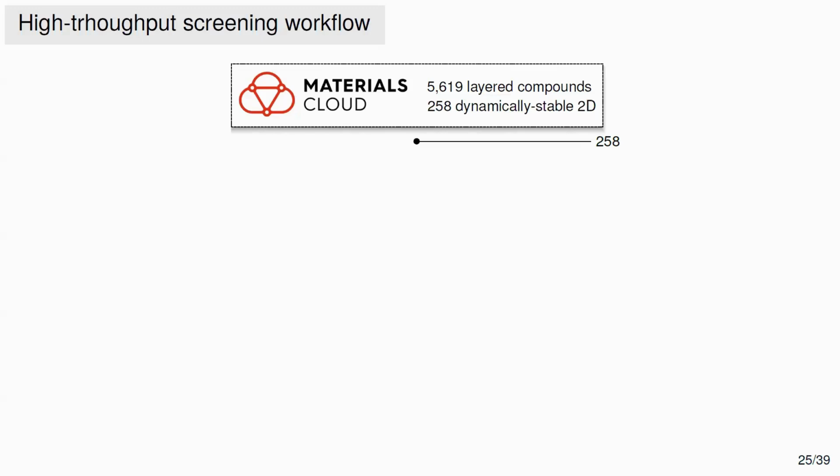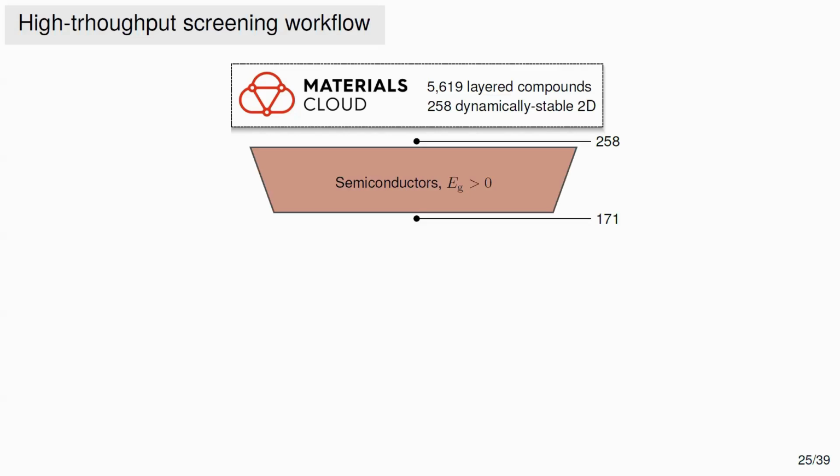And out of those, we started doing simple calculations. For example, you can calculate the band gap. That tells you whether you have a metal or a semiconductor. We would like a semiconductor. So that basically reduces the number to under 70.